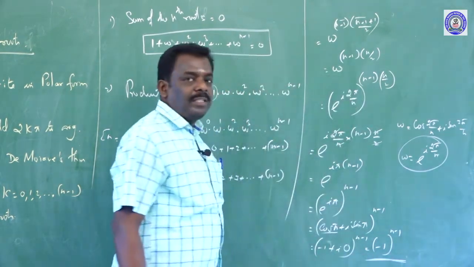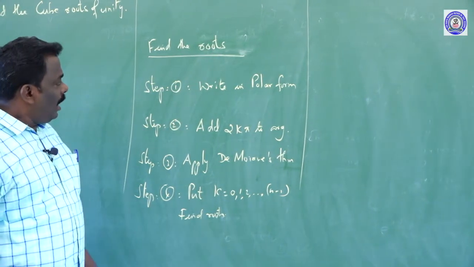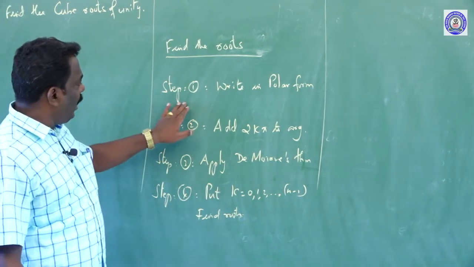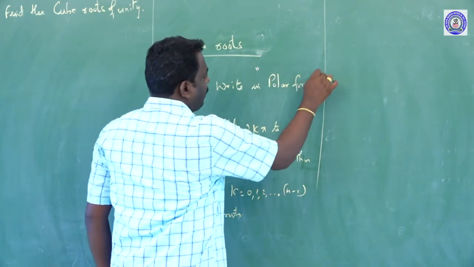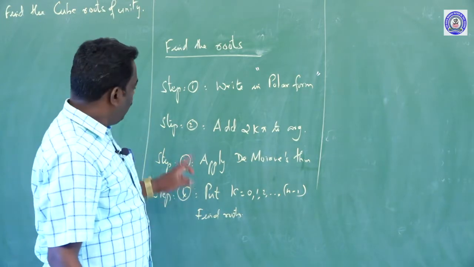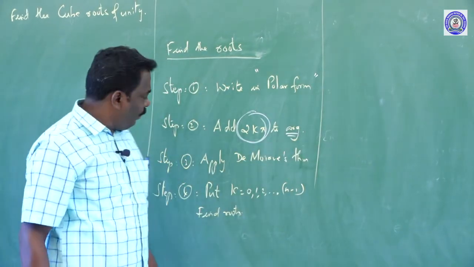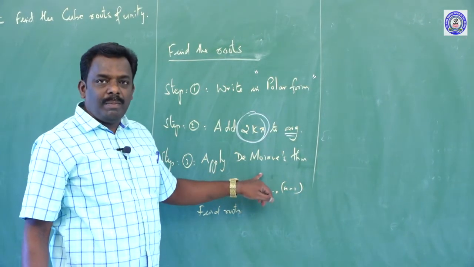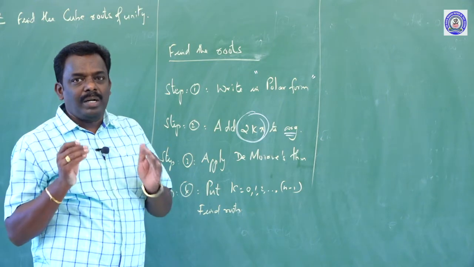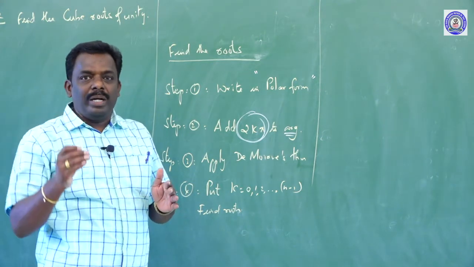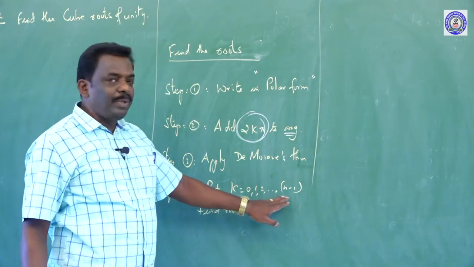This is called the product of the nth roots of unity. Now, to find the roots of the nth root of unity, apply four steps. Step 1, write the given complex number in the polar form. Step 2, add 2k pi to the argument. Step 3, apply de Moivre's theorem to bring the power inside the bracket to multiply the argument of the complex number. The argument is what? It is theta. So the power is multiplied to theta. That is step 3. And then put k value equal to 0, 1, 2, 3 etc. up to n minus 1.